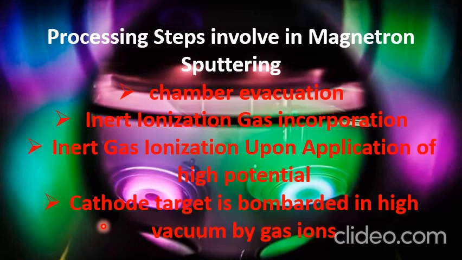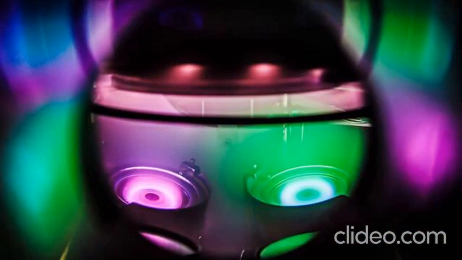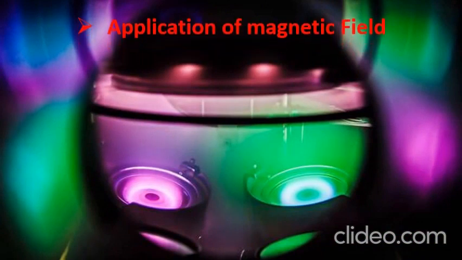So in the next step, dear student, the ions interact with the target or source material. When the ionized gas interacts with the target material, it is not confined or trapped near the surface of the cathode where the source material is placed. Due to this, in the next step, a magnetic field is applied near the cathode where the source material is placed. Dear student, what do you think? Why is the magnetic field applied in the next step in the magnetron sputtering device?